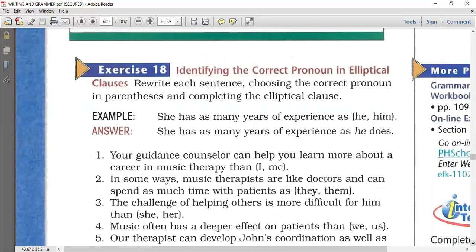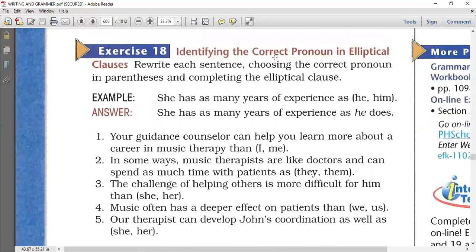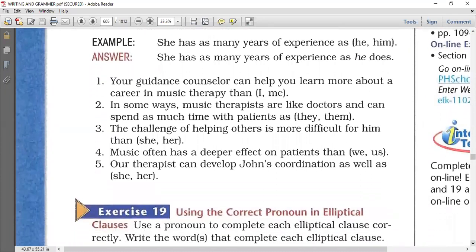Exercise 18, identifying the correct pronoun in elliptical clauses. Rewrite each sentence, choosing the correct pronoun. Look at the example. She has as many years of experience as he or him. As he does. So it should be he, the subject, because the deleted part comes after the pronoun. Who can do number 1? Choose I or me. Number 1. If you're ready, put your hand up, please.